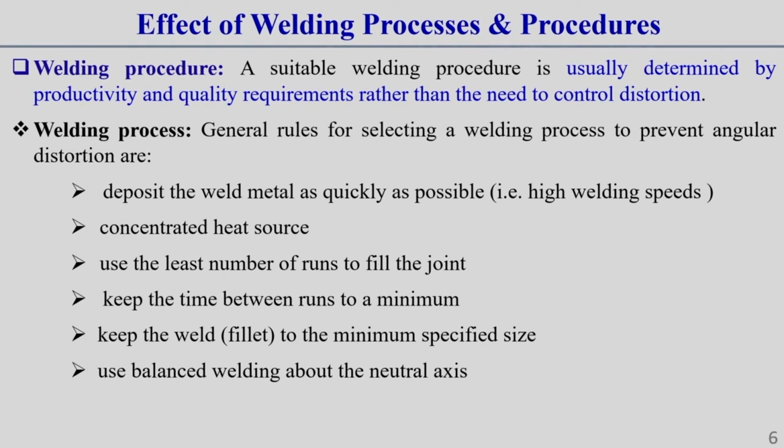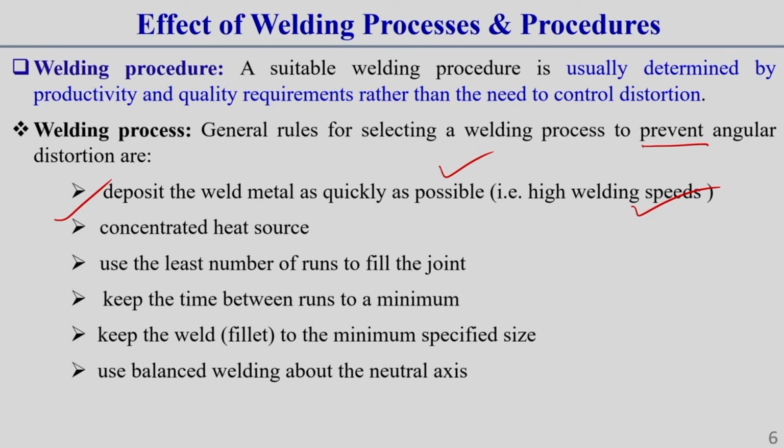Welding process should be such that it deposits the weld metal as quickly as possible. That means the welding process should be as fast as possible. This is possible once the speed of the welding is high, correct? And the welding should provide a concentrated type of heat source, which also gives less deformation or distortion in a structure. This is another point.